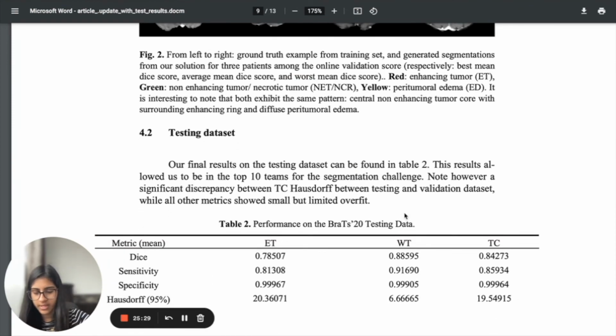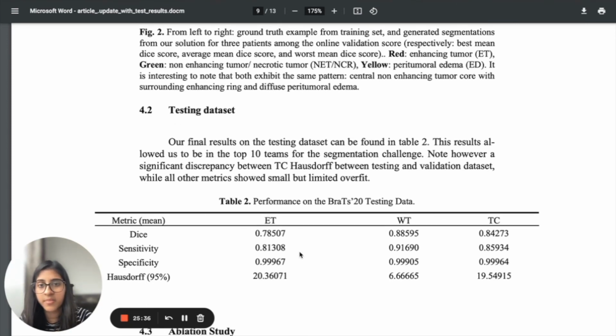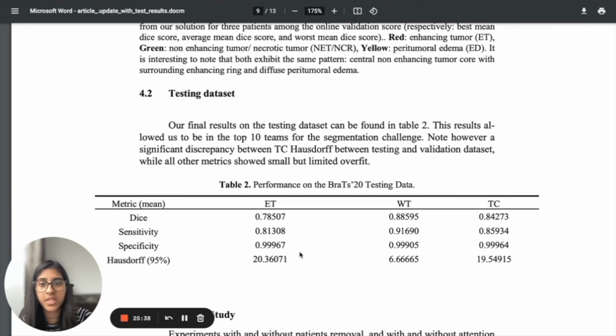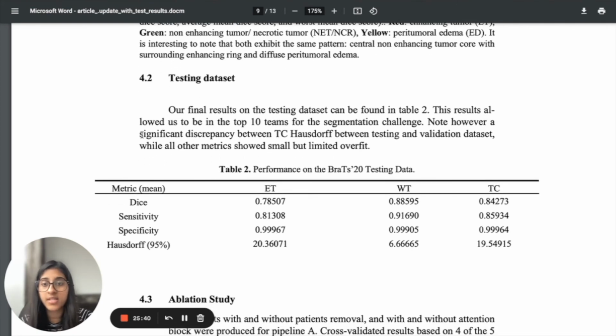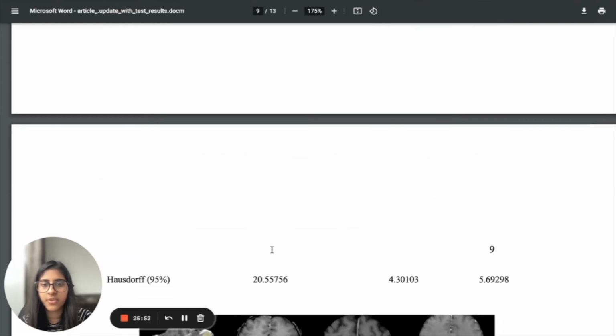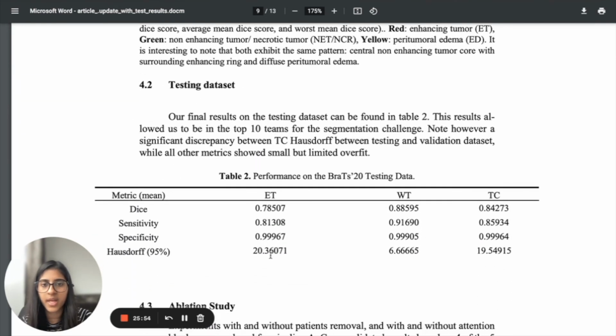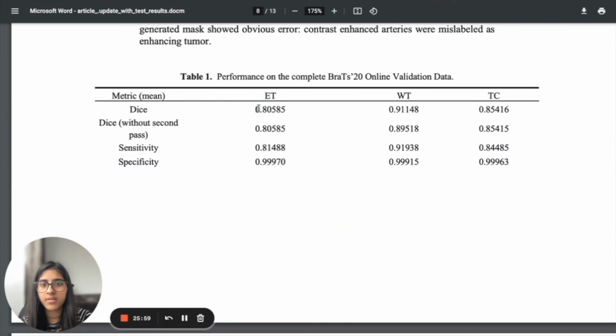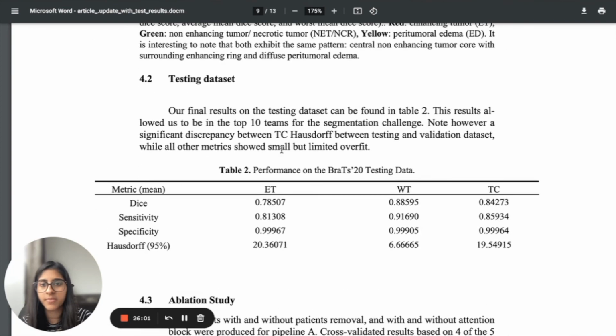Then after this, we go on to the testing data set. And we're almost done, because the results over here are what allowed them to be in the top 10 teams for the segmentation challenge. But as it says here, there was a big difference in the Hausdorff metric between the testing and the validation. You can see that over here, right? This is different, and if you look up, this is also very different. But if you compare these ones and these ones, they're actually quite similar in the validation and the testing.